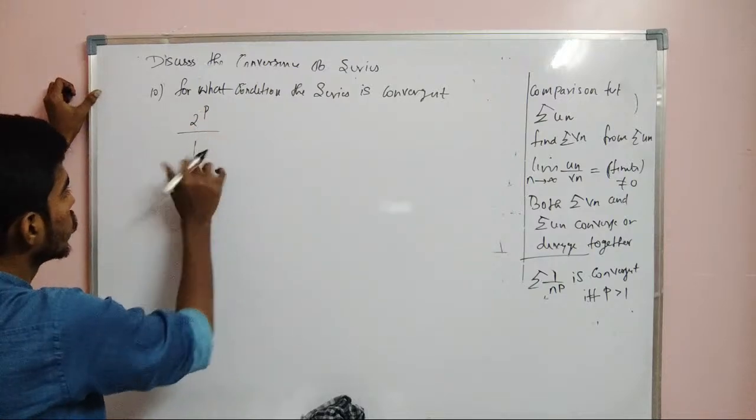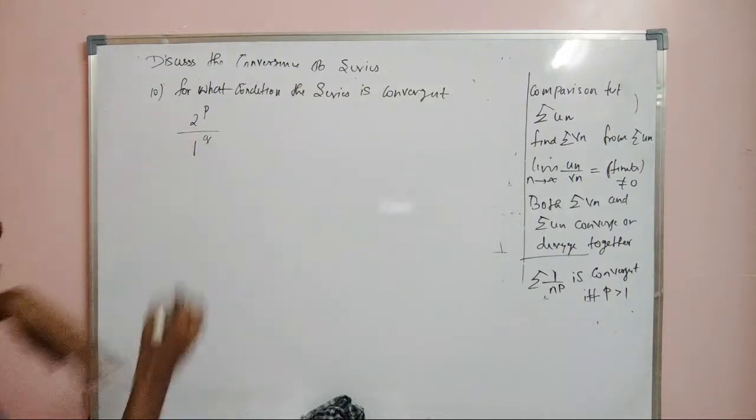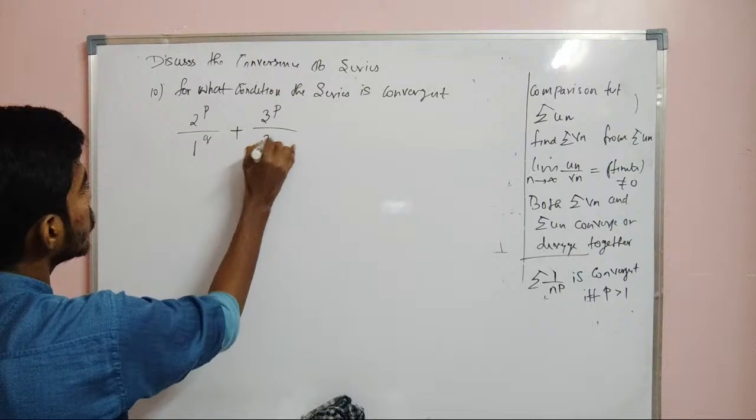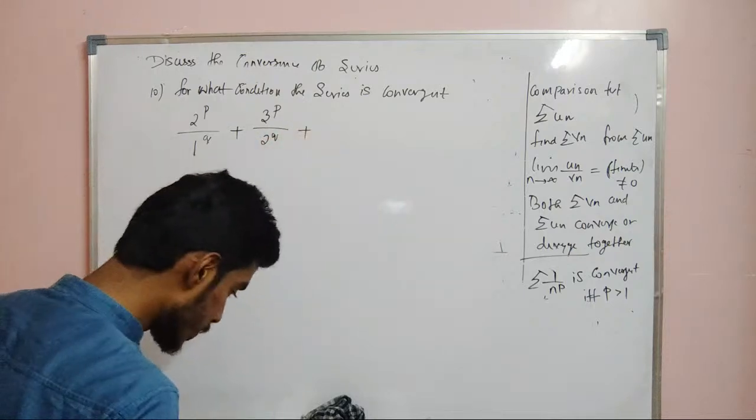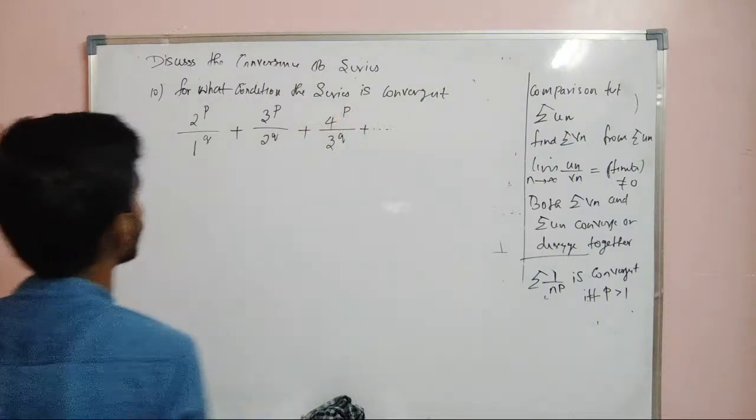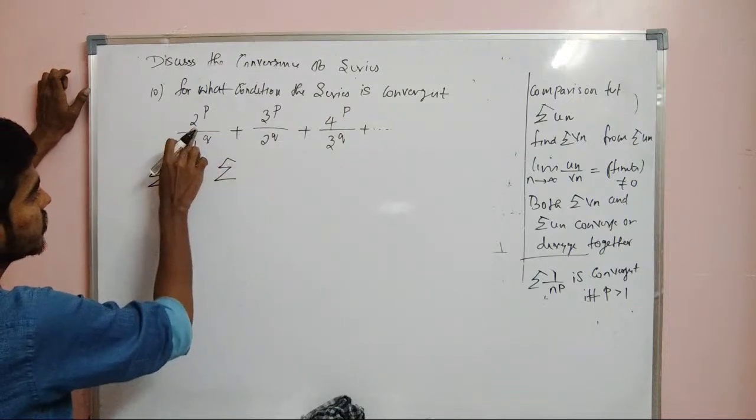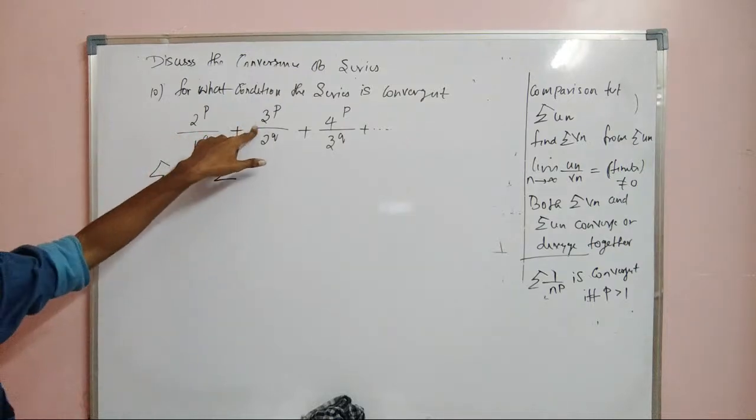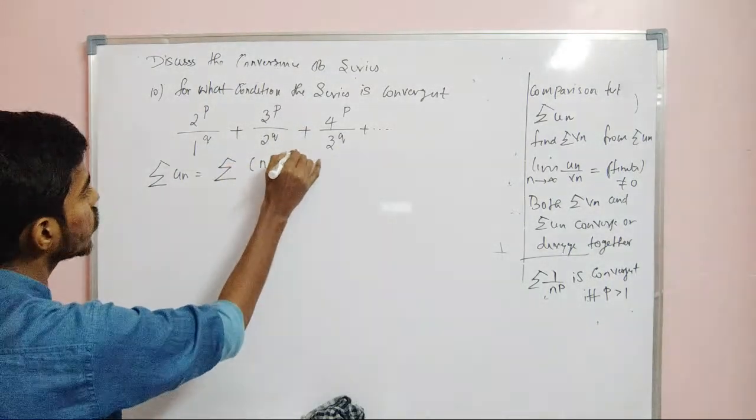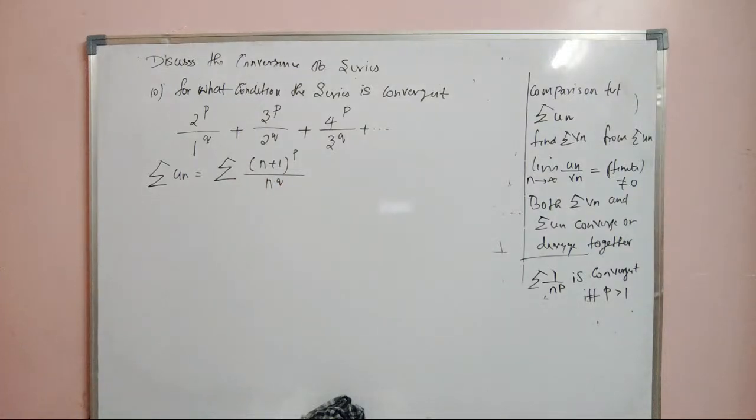Here we have two different numbers p and q. So 2 power p by 1 power q plus 3 power p by 2 power q plus 4 power p by 3 power q and so on. So what will be my nth term? If n is equal to 1, we have 2. If n is equal to 2, we have 3. If n is equal to 3, we have 4. So in general, it is n plus 1 whole power p divided by n power q, right?